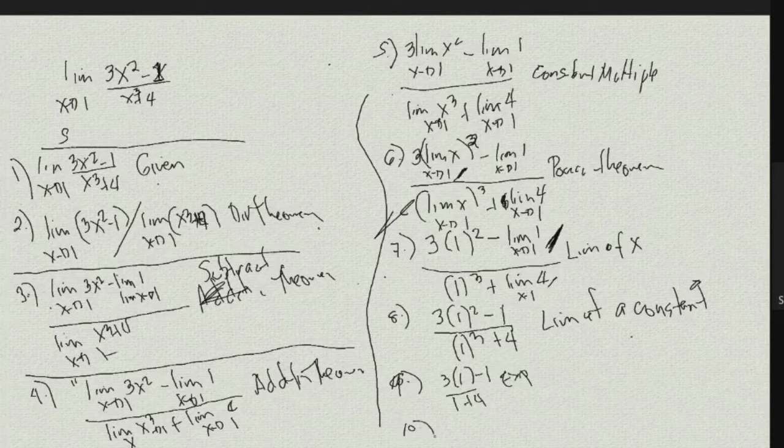Number 10. Ano na? 3 minus 1 over 1 plus 4. Nasa baba na ako ng screen. Nakikita niyo pa ba? Naka-mobile lang ba kayo? Maliit po. I-zoom mo. Yes. 11 na. Subtraction na eh. 2 over 1 plus 4.